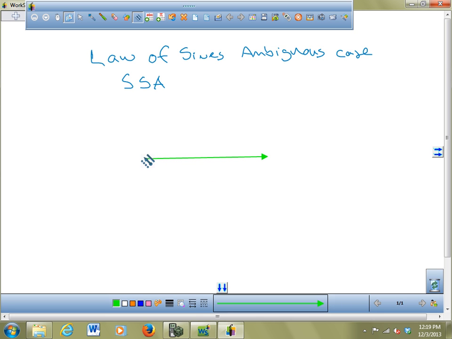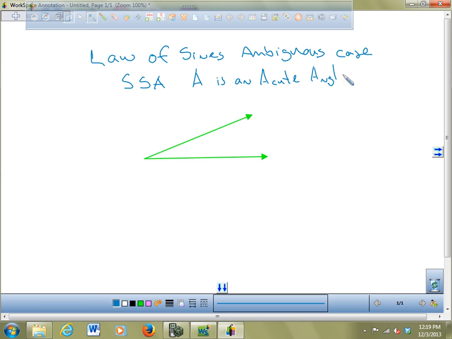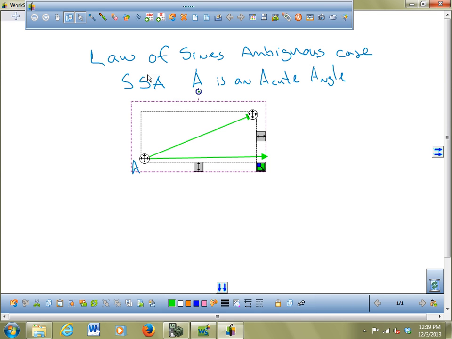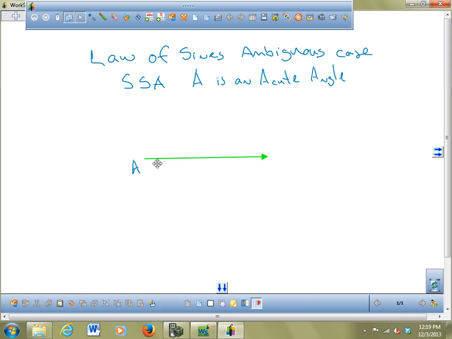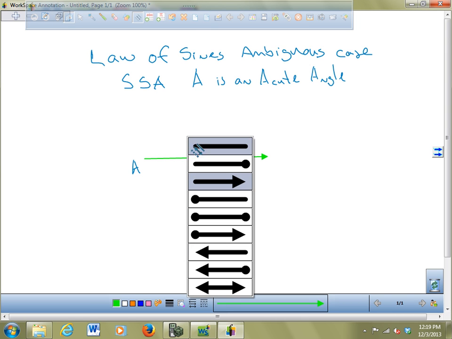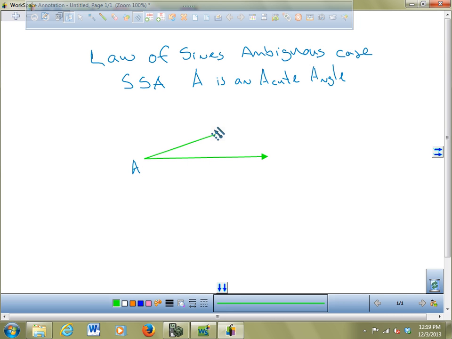So case one, and first we're going to go through all the cases where A is an acute angle, acute meaning less than 90 degrees. A is an acute angle, and A is over here. I want to get rid of this thing again. Sorry, I keep screwing up. Edit. No, yeah. Cut. All right, so I'm going to make this with a solid line. All right, no arrows on it. So here's A.